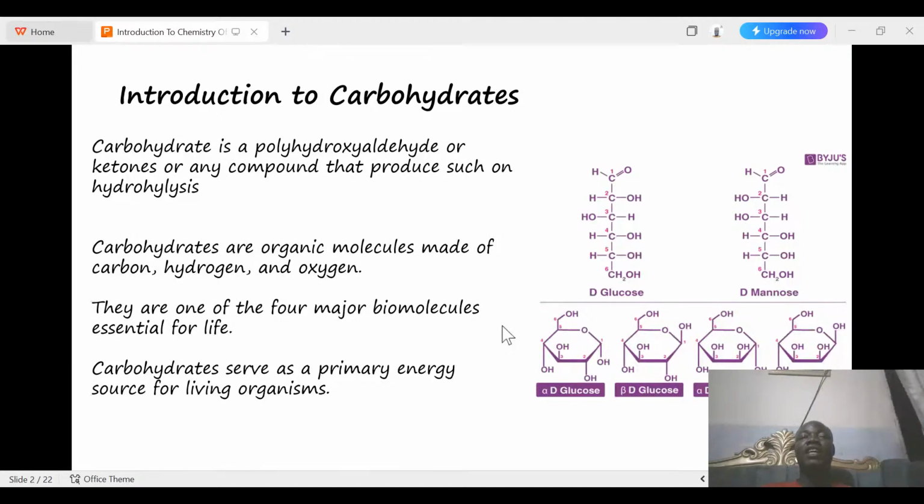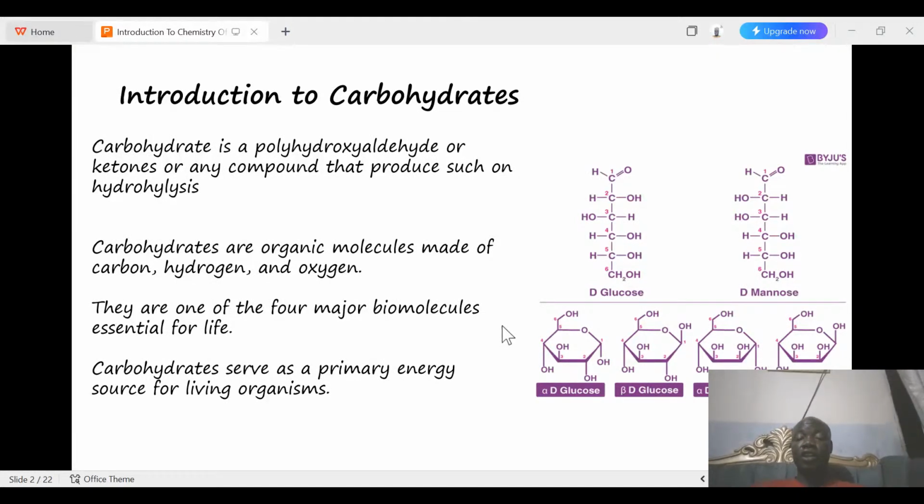And why is it that the energy generated from lipid is greater than that of carbohydrate and protein? It is because the lipid is highly reduced. It is made up of a lot of hydrogen atoms. So they are in a highly reduced form, and that is why they generate more energy than any other class of macromolecules.